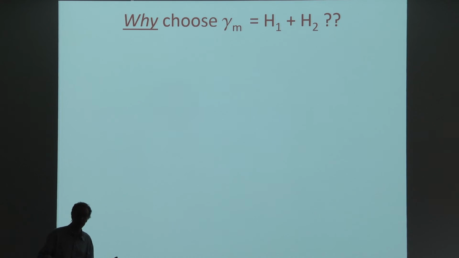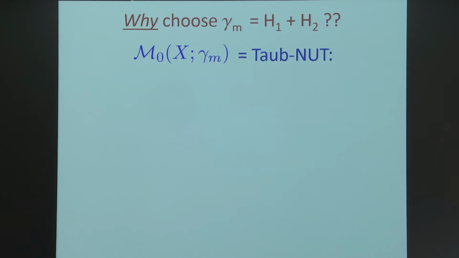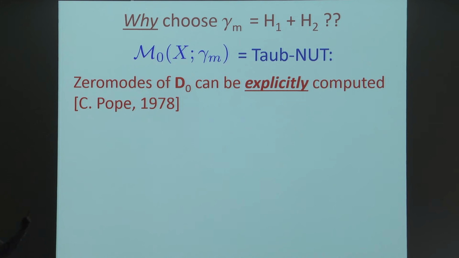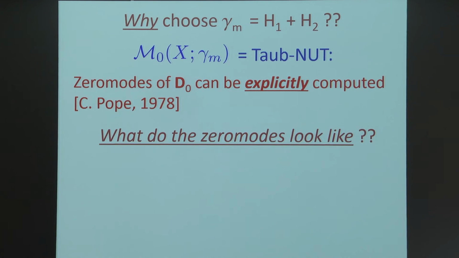Now, why choose the sum of simple co-roots? The reason is that in this case, the relative moduli space is extremely simple. It's the Taub-NUT space. And we know a lot about the Taub-NUT space. And not only that, the zero modes of exactly the Dirac operator we need were worked out in 1978 by Chris Pope. Of course, he wasn't using this language. He was thinking about neutrinos in a gravitational instanton, but the mathematics is exactly the same. We redid the calculation from scratch. It's pretty non-trivial. And so you can use that old calculation, or you can just do it yourself.